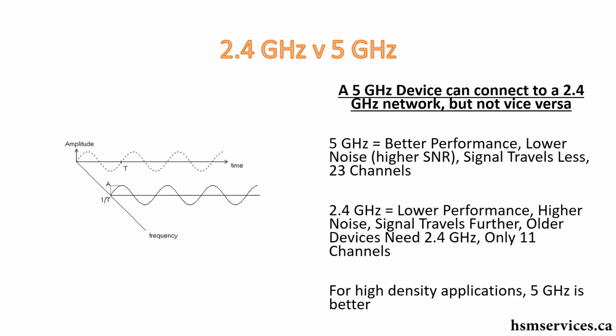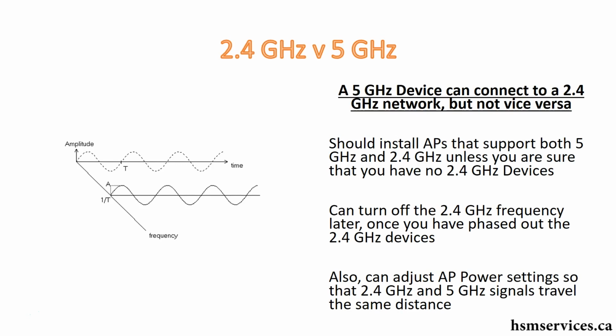On a 2.4 gigahertz signal, you've got more noise, but your signal travels farther. And you need 2.4 if you're supporting all devices. So you should probably install access points that support both, unless you don't have any 2.4 gigahertz devices in your network, and you can turn off the 2.4 gigahertz frequency down the road once you phase those devices out. The other thing you need to consider is that since the 2.4 travels farther than the 5, you need to adjust the power on the 2.4, make it a little bit weaker, so that your 2.4 and your 5 gigahertz signals travel the same distance from the AP.